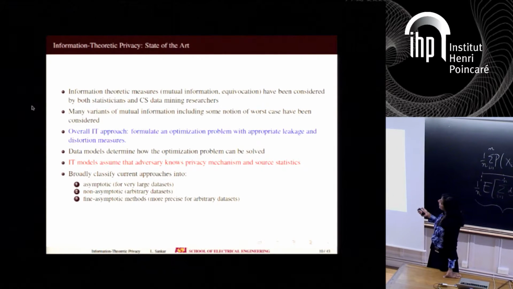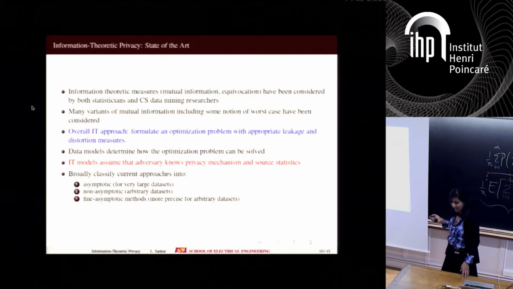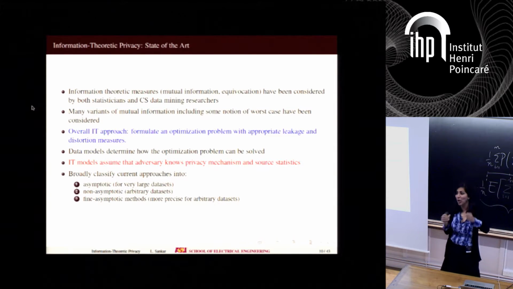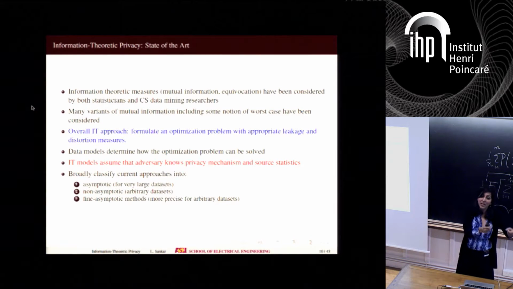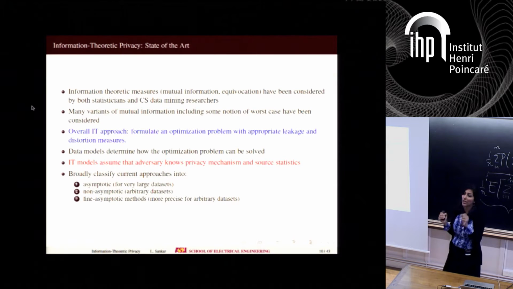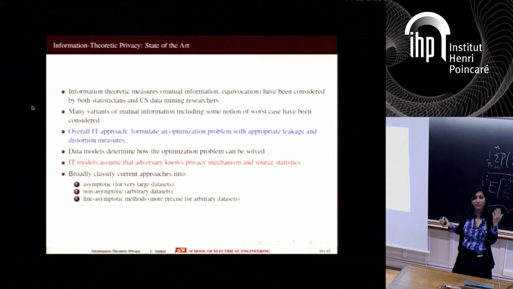So just broadly, state of the art, there has been work on looking at mutual information as a metric, and a lot of people know about this. And there's also a notion of worst case, and I'll talk briefly about it later. But in general, anytime you have an information theoretic approach, the problem is an optimization problem where you're minimizing a metric for leakage subject to a constraint on what you want for utility, typically quantified as distortion.